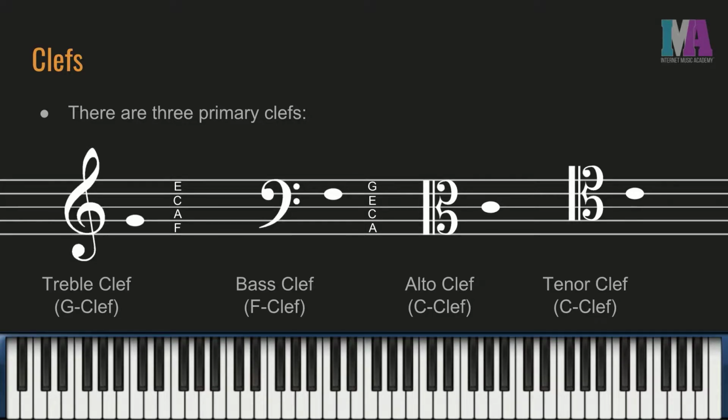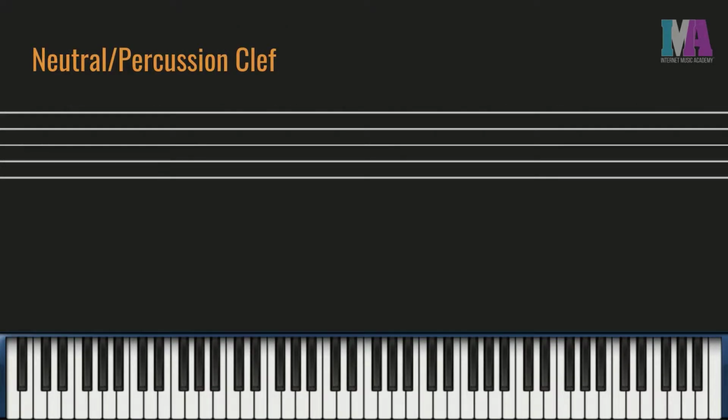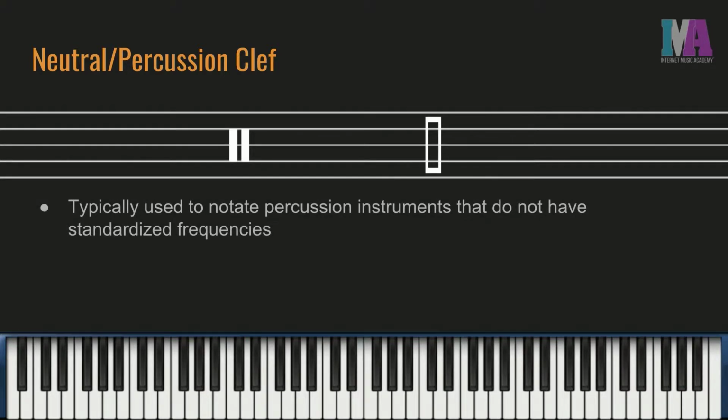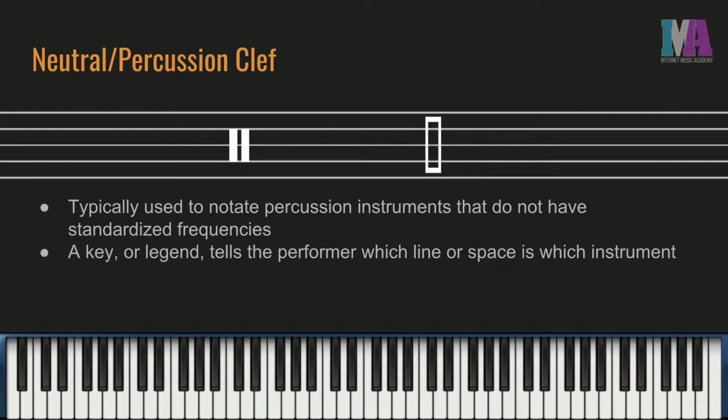There is also something called the neutral or percussion clef, which can resemble either 2 vertical lines or a vertical rectangle. This staff is typically used to notate percussion instruments that do not have standardized frequencies, such as snare drums, bass drums, and cymbals. Rather, a key or legend will tell the performer at the beginning of each piece which line or space correlates to which drum or cymbal.